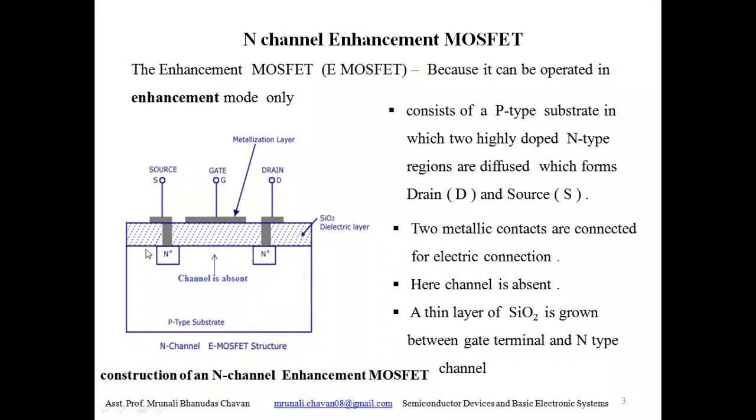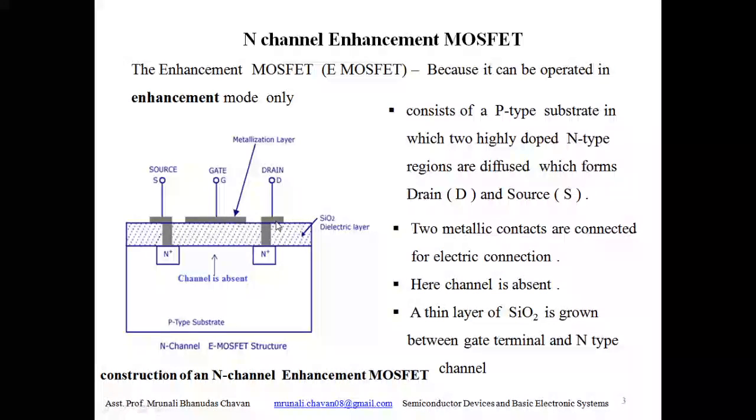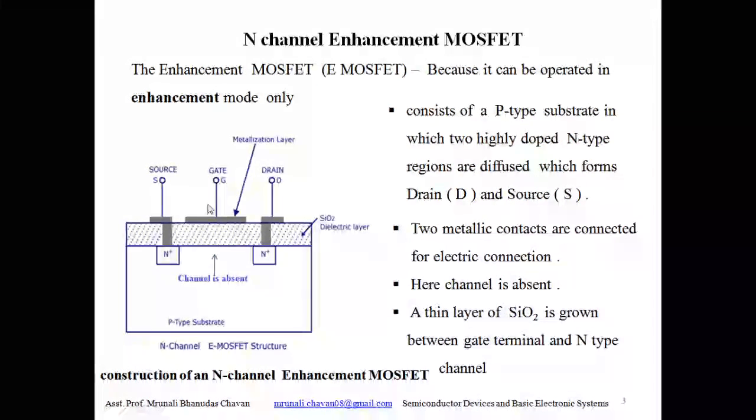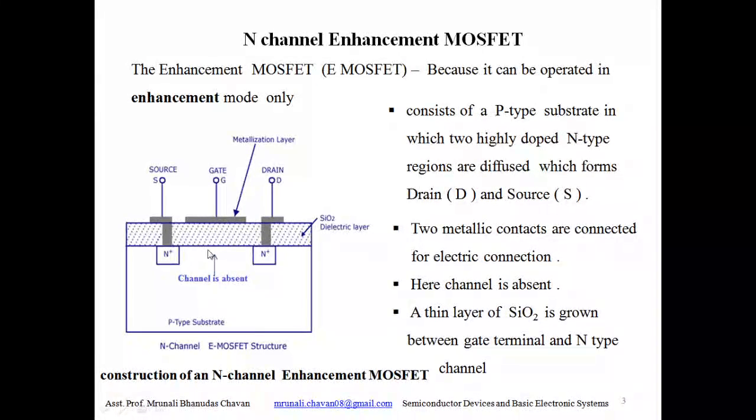This N-channel enhancement MOSFET consists of a p-type substrate, and in the p-type substrate the two highly doped N-type regions are diffused, which form the drain and source. The two metallic contacts are connected for electric connection, and a thin layer of SiO2 is grown between the gate and the N-type regions.